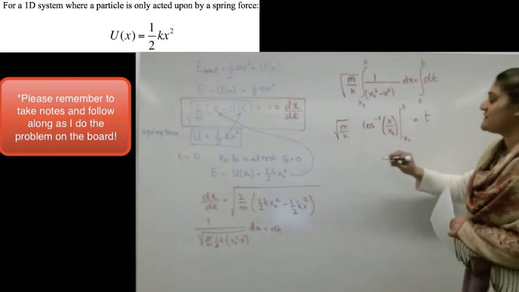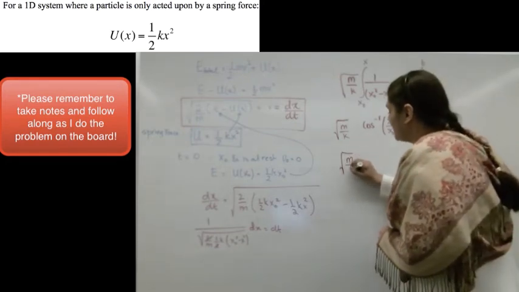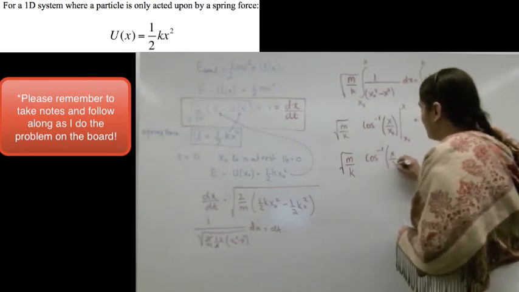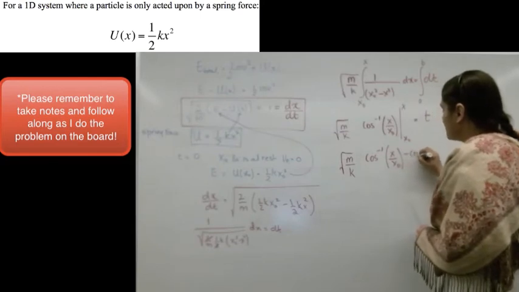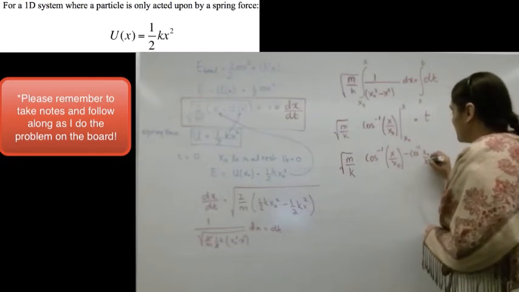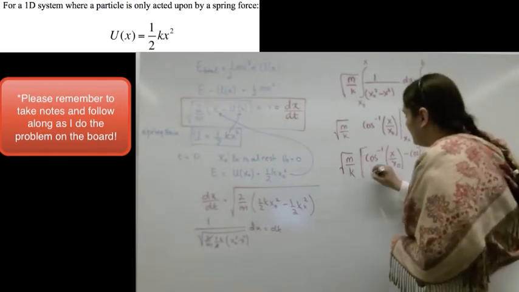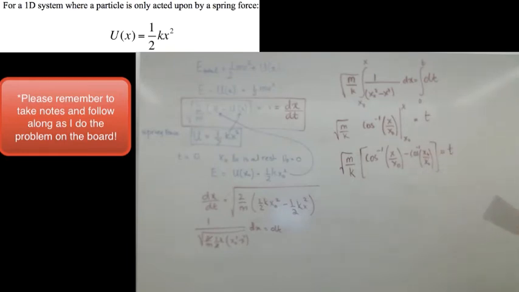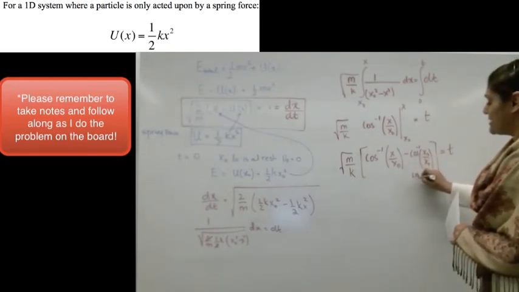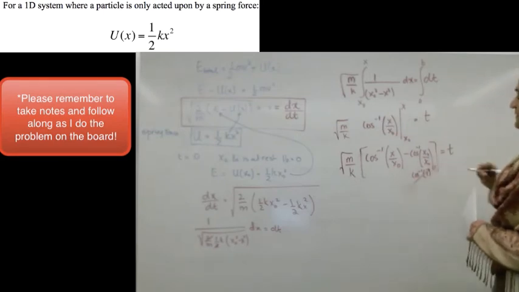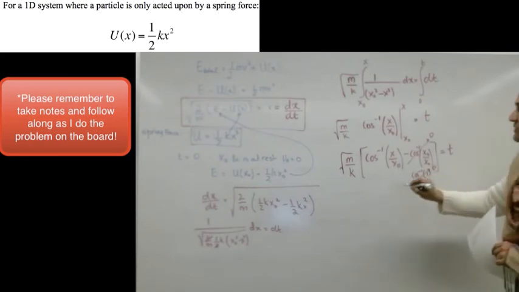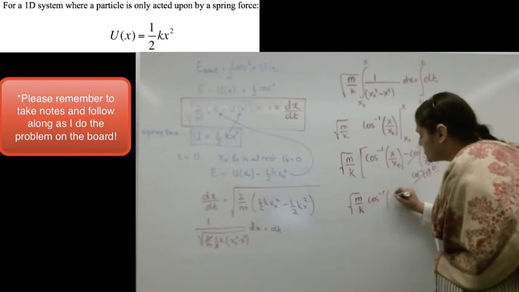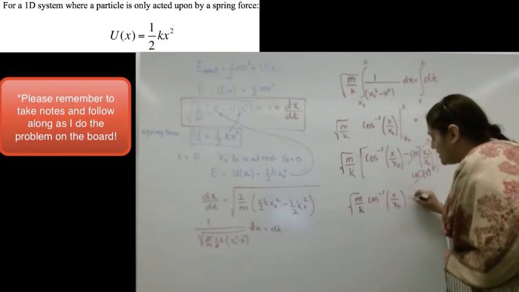When I plug in the limits of integration, what do I get? Square root of m over k times cosine inverse of x over x naught minus cosine inverse of x naught over x naught equals t. Cosine inverse of 1. So this one goes to 0 because this is going to be cosine inverse of 1, and cosine inverse of 1 is 0. So this whole thing goes to 0. What do I get? Square root of m over k cosine inverse of x over x naught equals t.